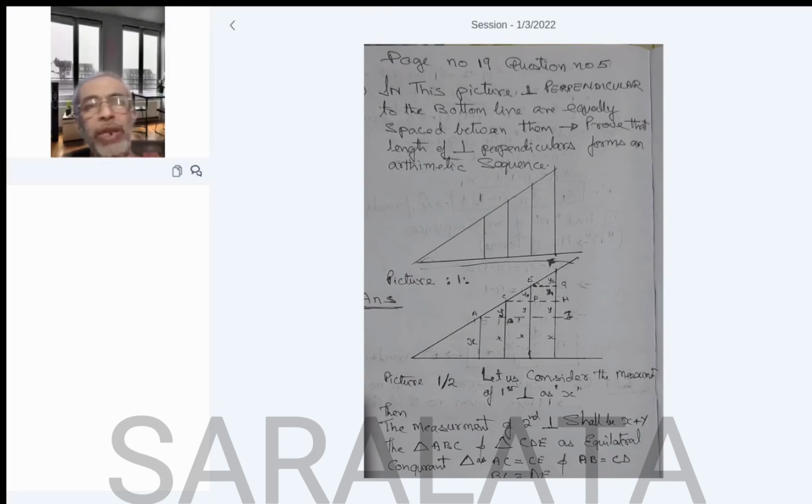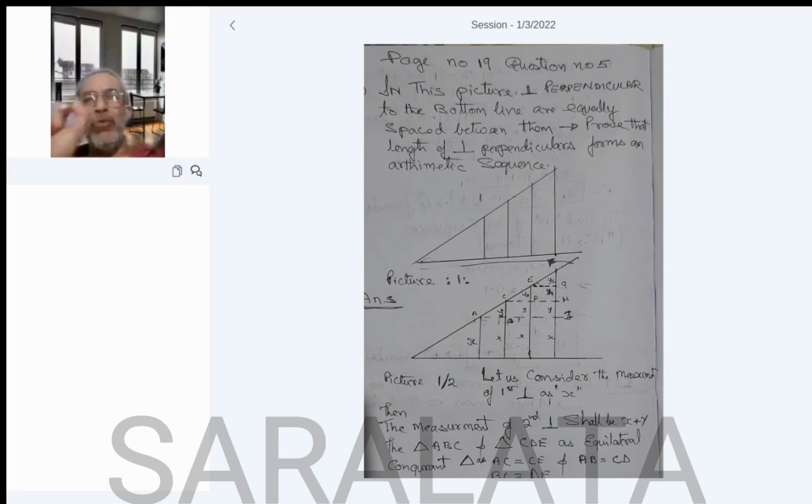Now, we need to concentrate on the length of the perpendicular line only. He is not asking for anything else. What he's asking is to show that the lengths of the perpendicular lines form an arithmetic sequence. Now, how do we find out? What we have got is an angle. The measurement of the angle is not there. We don't need it. What we need is the measurement of the perpendicular lines. There are 4 or 5, and it keeps on growing. You can have as many perpendicular lines as you want, but all of them have to be equally spaced.